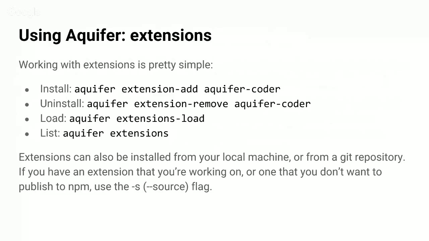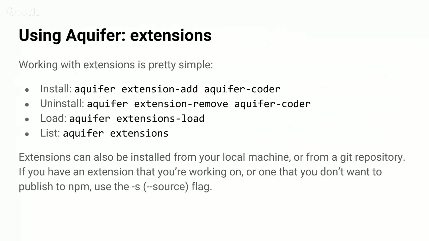And it will go ahead and take that extension out of your project and remove it from your Aquifer JSON file. Aquifer extensions-load, which will load your extensions. Let's say that somebody else working on your project has added an extension. Well, you probably haven't downloaded it on your local machine. So let's say that Chris and I are working on a project, right? And I'm like, okay, I'm going to install Aquifer Coder. And then Chris checks out my project, and he's like, I don't have Aquifer Coder, Aquifer's going to complain. So he can run Aquifer extensions load, and it will actually go and download those dependencies locally.